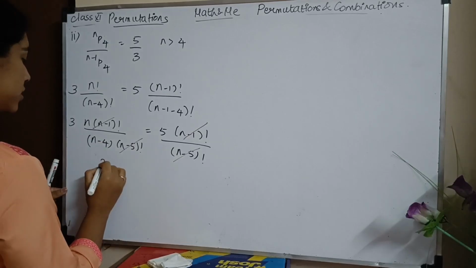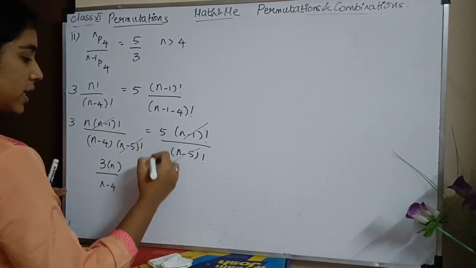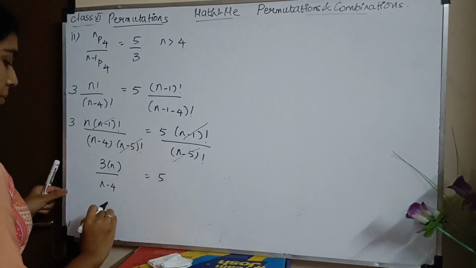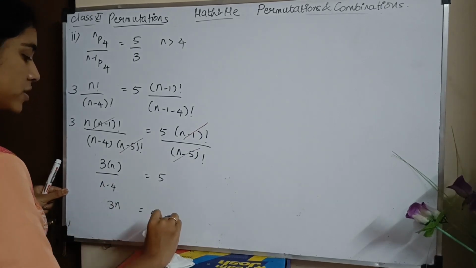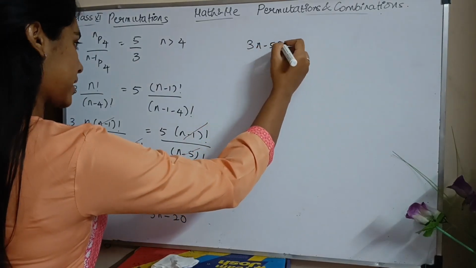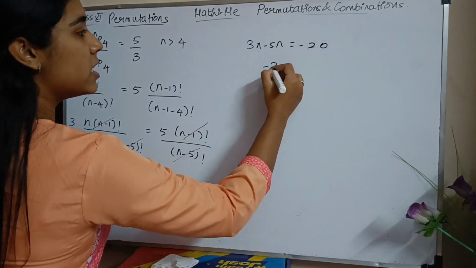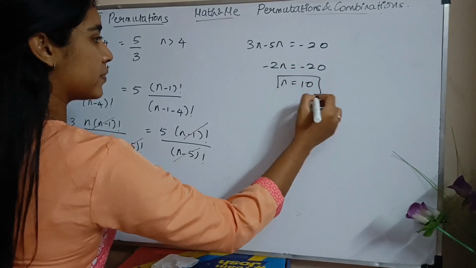So what am I left with? 3n divided by n minus 4 equals 5. If I cross multiply, 3n equals 5n minus 5 4s are 20. So 3n minus 5n equals minus 20, minus 2n equals minus 20, n equals 10.